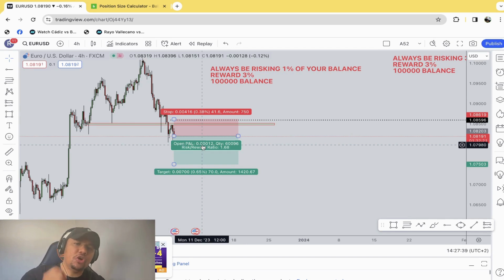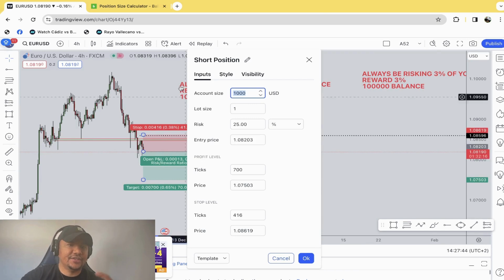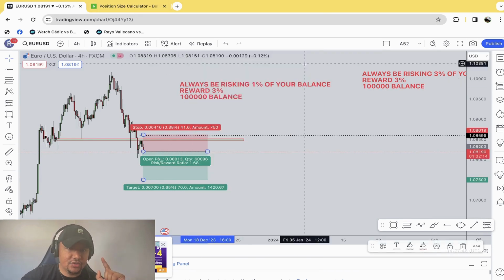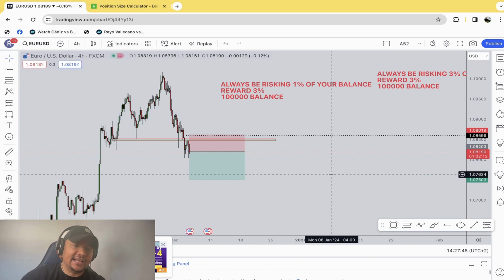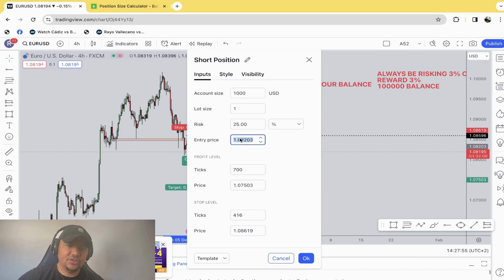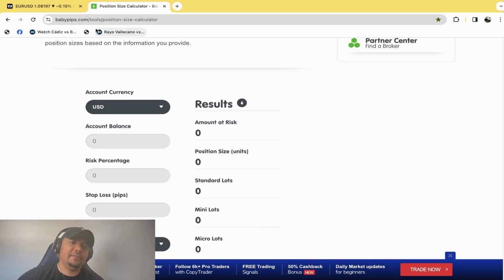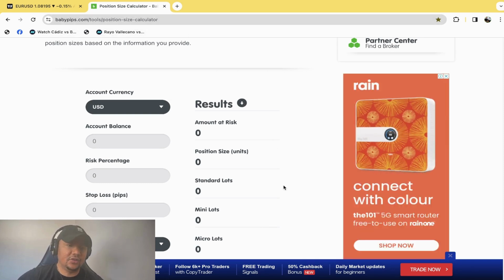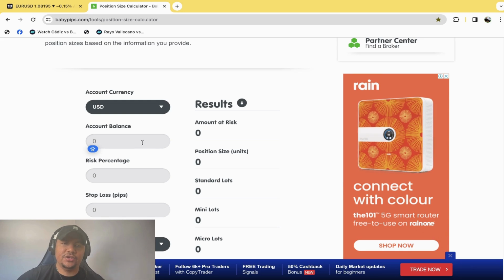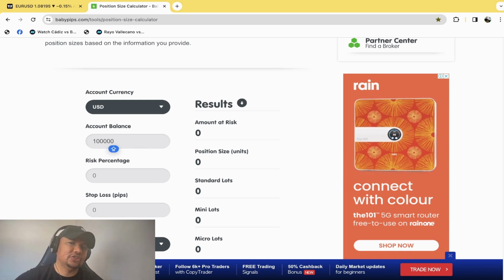Now, how do you know what lot size you need to use for this trade? Once you have set out where your stop loss is going to be, and your take profit and your entry, you're going to double click on this tool. Now you're going to copy the entry price. Next thing you're going to do is come over to this website called babypips.com, tool position calculator. The first thing you're going to do is put in your balance. Now remember I said that we are going to work off a $100,000 balance, right? This is a funded account.